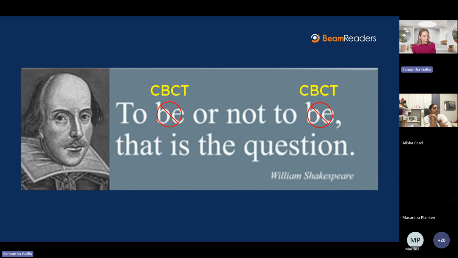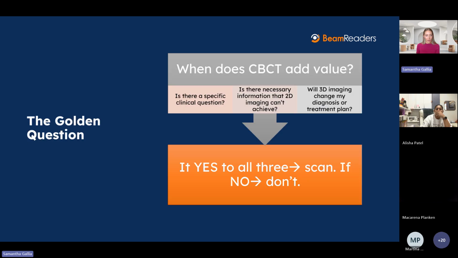And we'll go forward and talk a little bit about times that you want to take an image and times that you don't want to take an image, because we have to be really specific in figuring out between those two things. So these are a couple of questions that I like to ask myself before I take a CBCT. The golden question overall is, when does CBCT add value? That is what we're looking for, because we need to be getting something out of this image that we're taking.